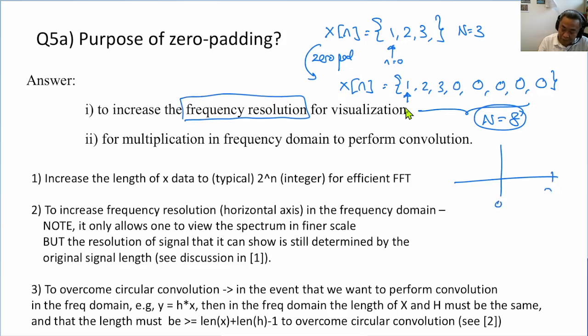Remember that this is the horizontal axis for omega, and how we divide this 0 to 2 pi, each of these steps is actually 2 pi divided by N. Okay, so this is 1 times 2 pi divided by N. This is 2 times 2 pi divided by N. So the larger the N, the finer the spacing in between.